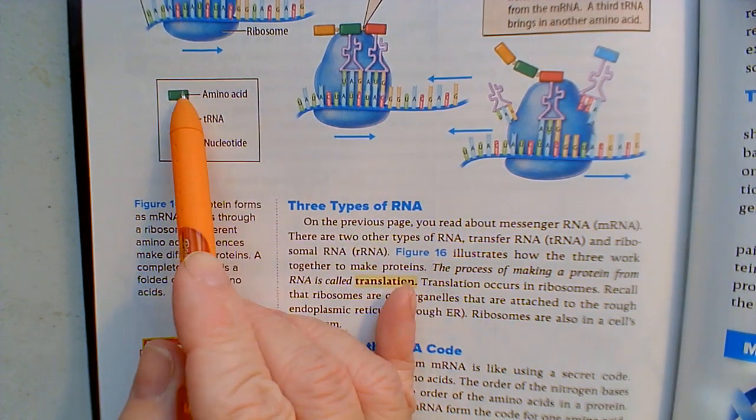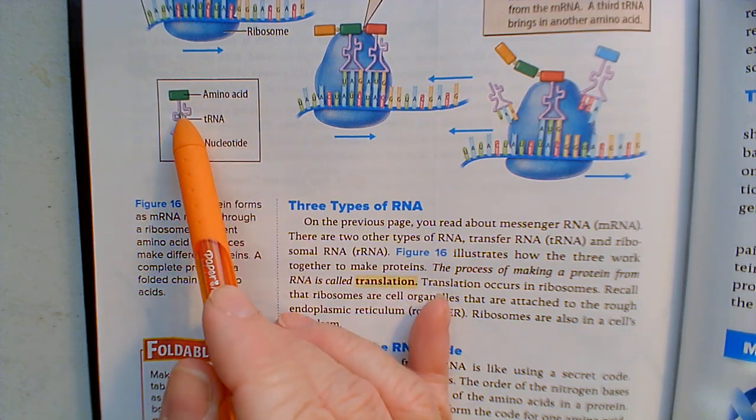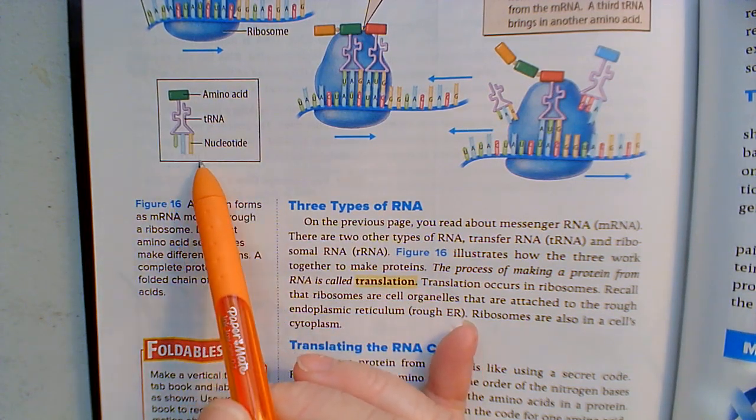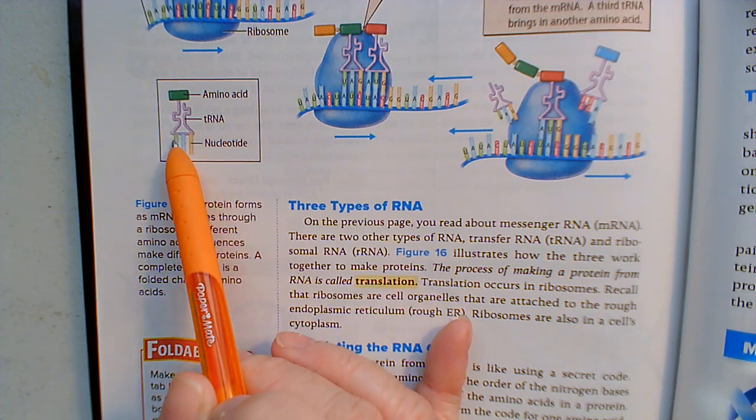All right, again, this box up here, that's representing our amino acids. This is our transfer RNA molecule, and this is our nucleotides, 3 different nucleotides.